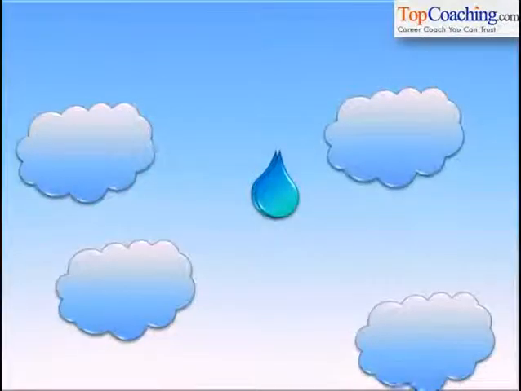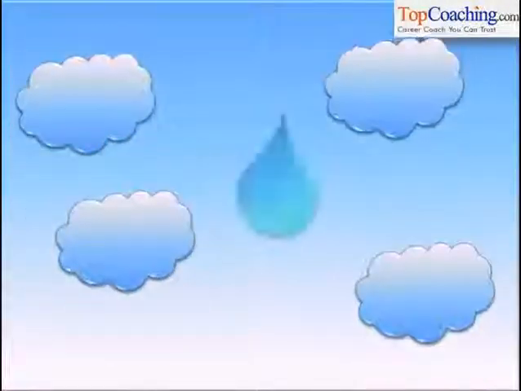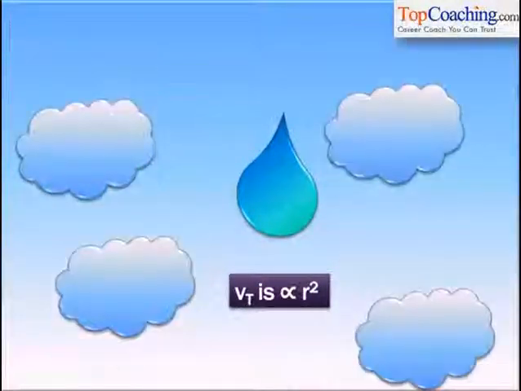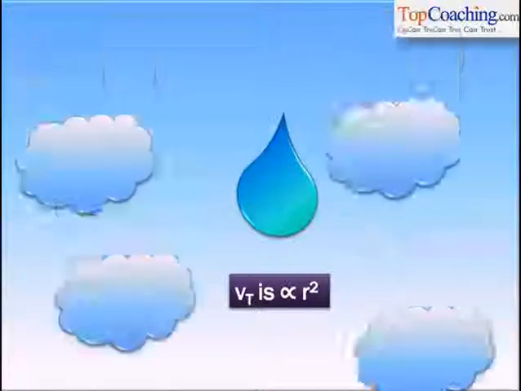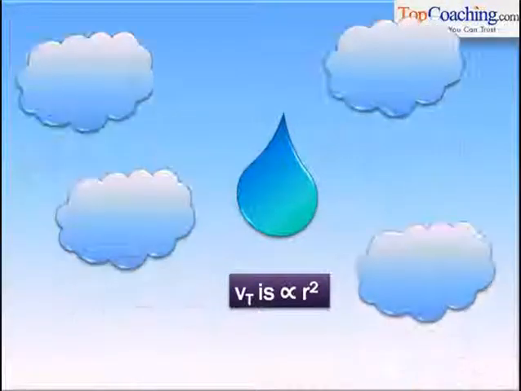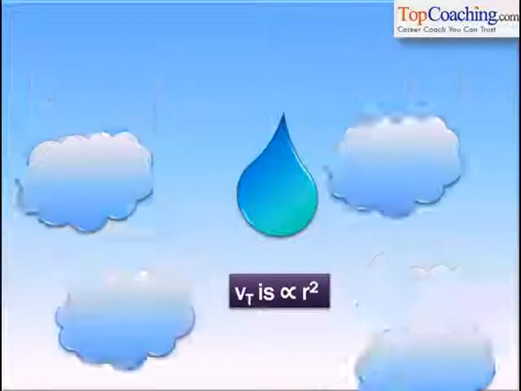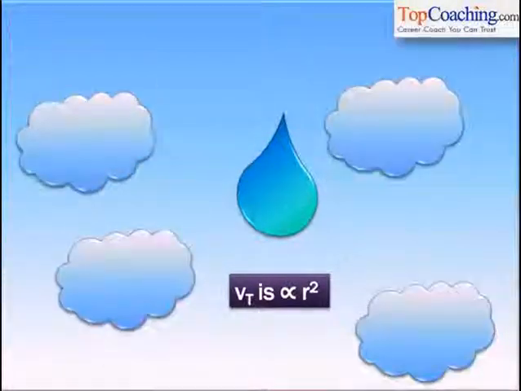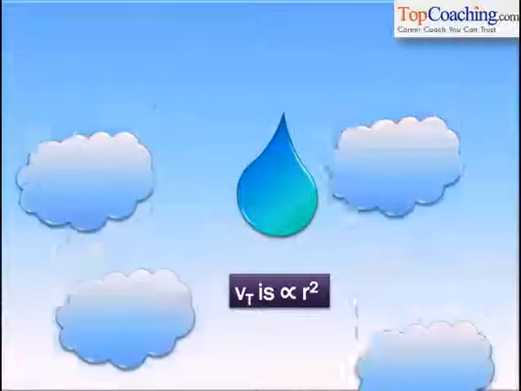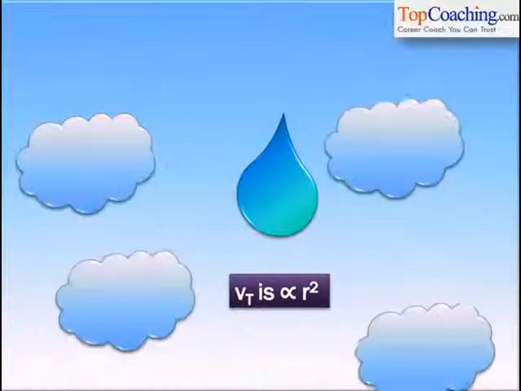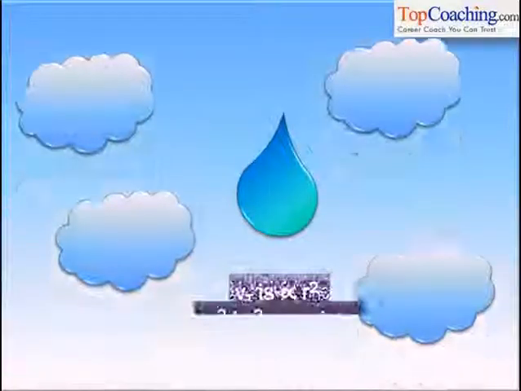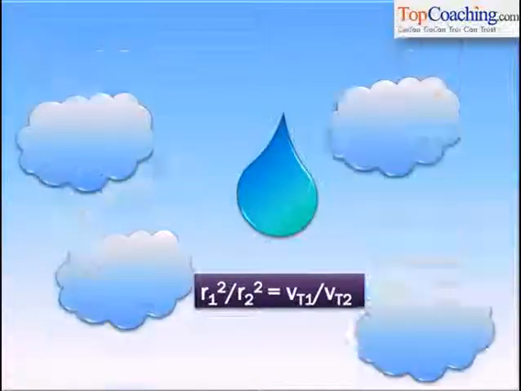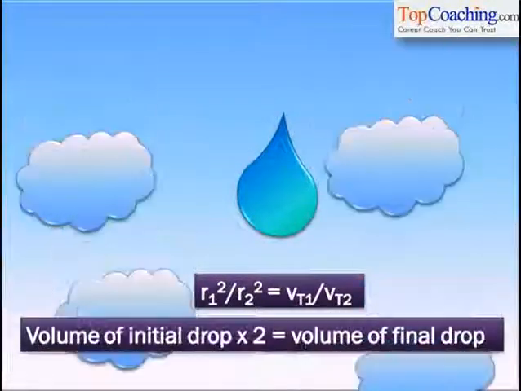Now it is given that the raindrops merge and they fall as one single large raindrop. We are asked, what is the terminal velocity of this large raindrop? Well, if you observed carefully, the terminal velocity of any body is proportional to the square of its radius. We just saw the expression. Since the radius of this large raindrop increases, the terminal velocity also increases. In fact, since it's proportional to r square, r1 square by r2 square is Vt1 by Vt2.